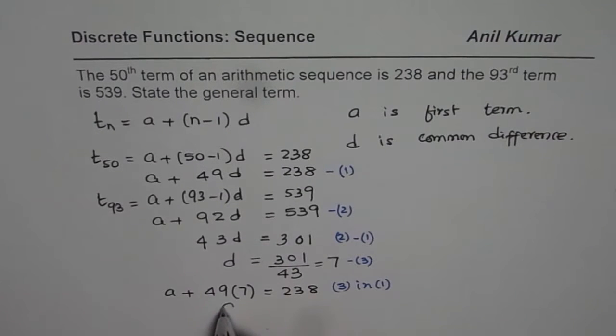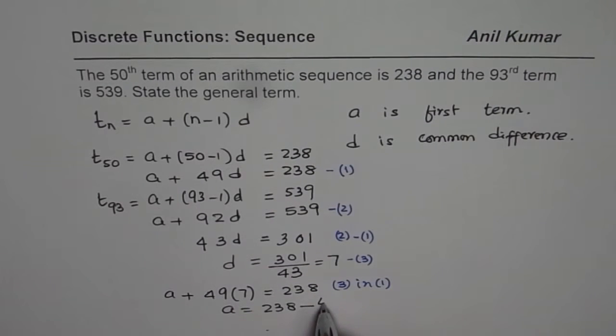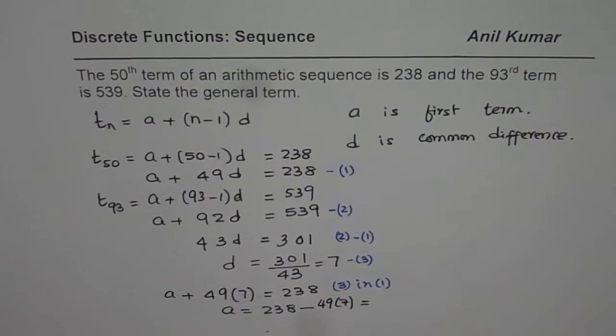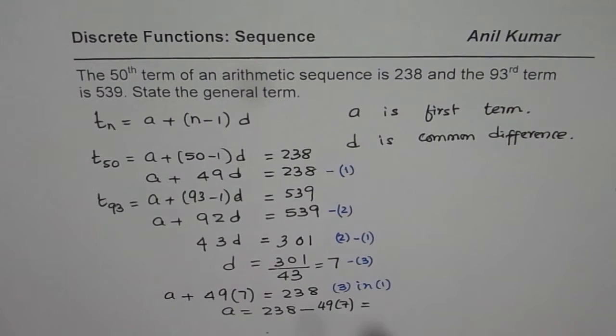So from here, a is equal to 238 minus 49 times 7. That gives us the value of a. Let's use the calculator again and find the value of a. This 238 take away 49 times 7. Let me do it once again. So it is 238 minus 49 times 7. It gives you minus 105. So the first term a is minus 105, correct?